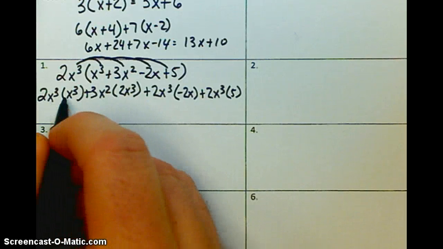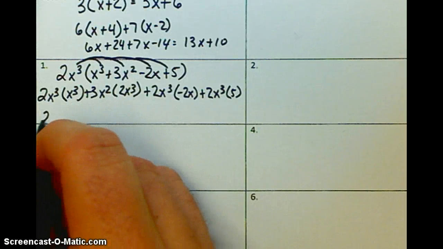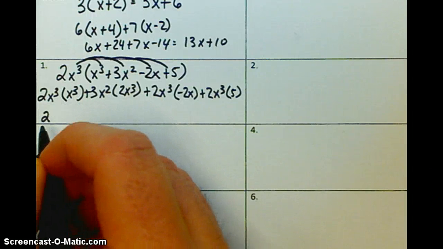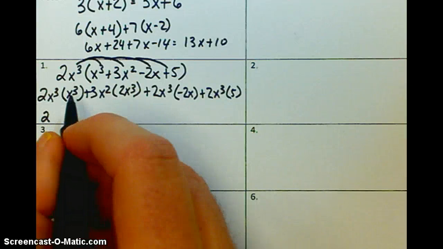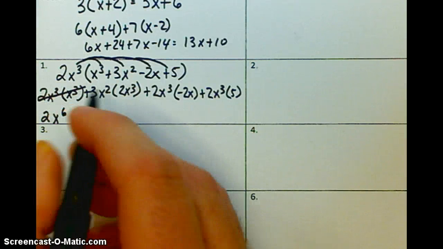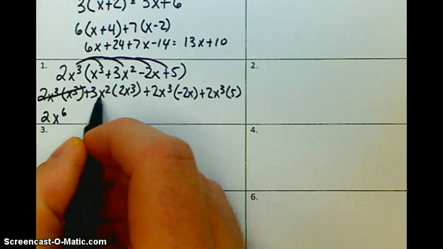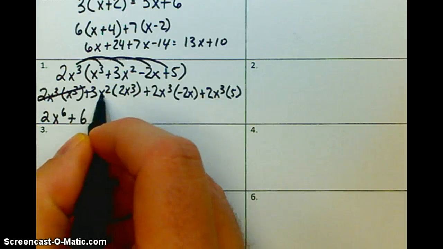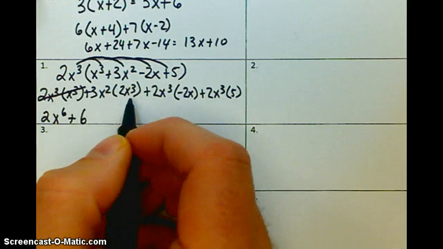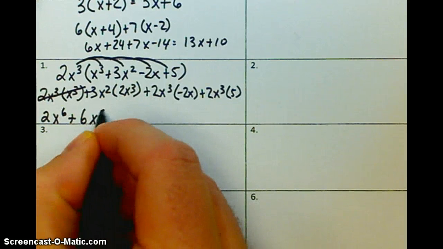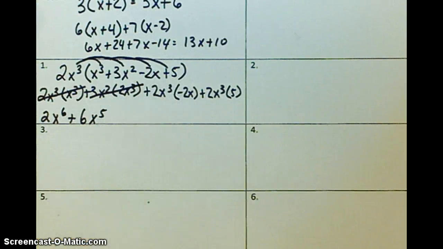So we take 2 times the understood 1, that's a 2. Then x cubed and x cubed, those are like bases. So with like bases, we add the exponents. So 3 plus 3 is x to the 6th. And that term is done. Move on to the next term. 3 times 2 is 6. Then we have x squared and x cubed. Again, like bases. So we add the exponents. So x to the 5th power. And that term is done.